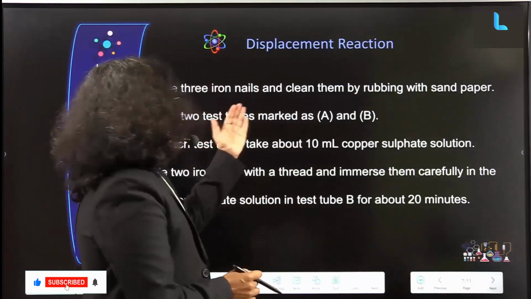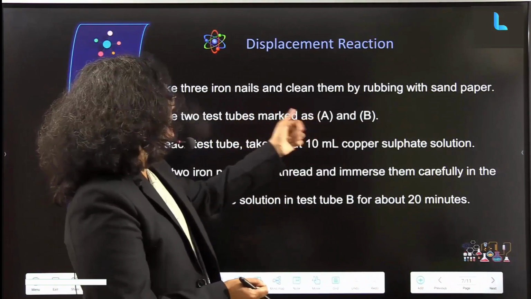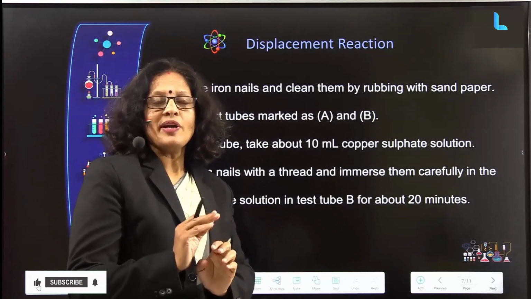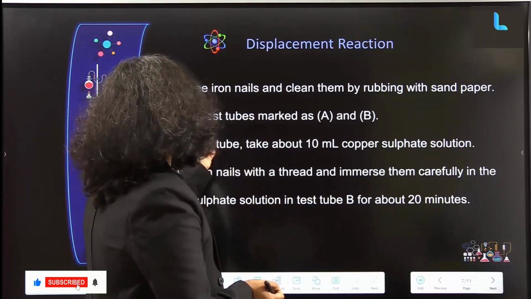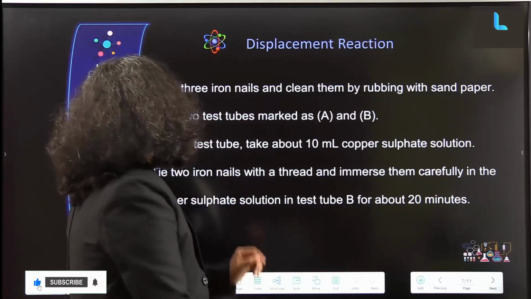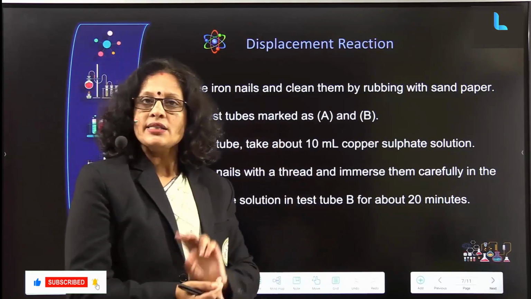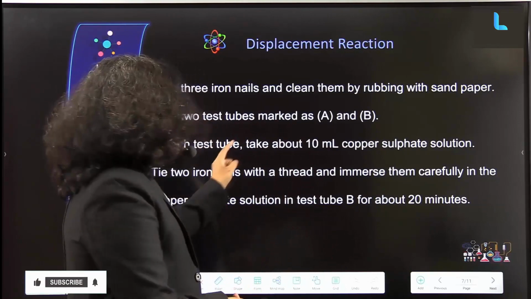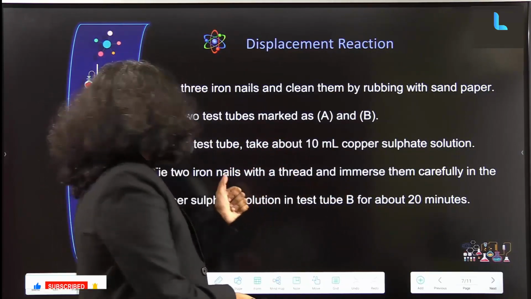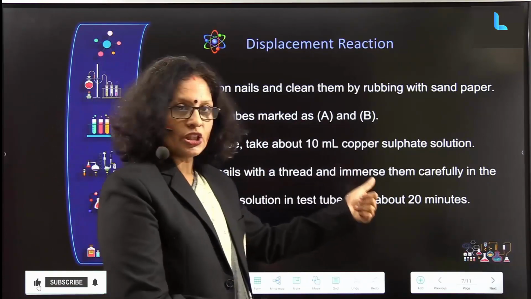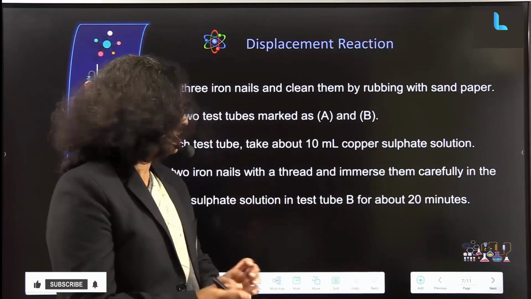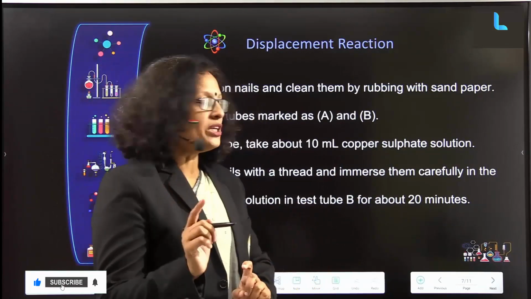Let us see here. Take two iron nails and clean them by rubbing with sandpaper. Why should we rub with sandpaper? To make them uniform, and if any impurities or other substances are stuck to them, they will get cleaned. Take two test tubes marked A and B. In each test tube take 10 ml of copper sulfate solution. Then tie the iron nails with a thread and immerse them carefully in the copper sulfate solution for about 20 minutes.